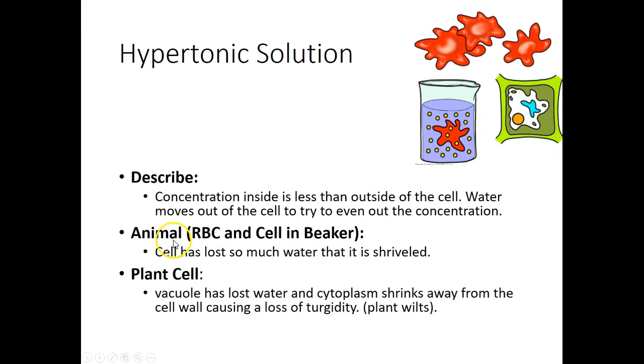When that happens to an animal cell, like a red blood cell or a cell in a beaker, the cell's lost so much water that it becomes shriveled. And it becomes smaller. A plant cell, the vacuole, when it loses water, the cytoplasm kind of shrinks away from the inside of the cell wall, and the plant starts to wilt, and we call that a loss of turgidity. And those are the three different types of solutions.